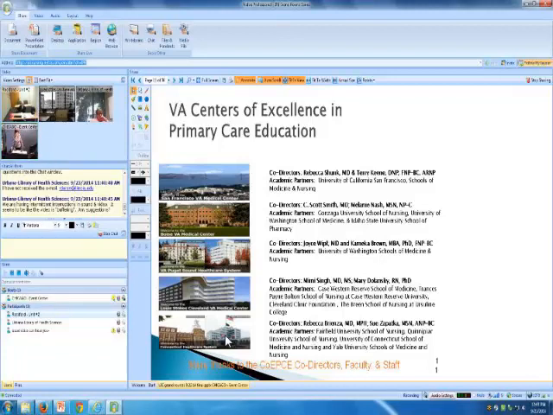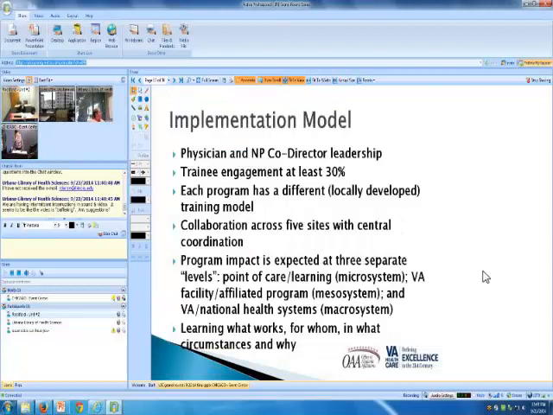And then our last site is at the VA Connecticut, and that's in West Haven, Connecticut. And their academic partners for nursing are Fairfield University, Quinnipiac University, University of Connecticut, and Yale. And on the medicine side, it's Yale and UConn. So lots of academic partners that have expanded over time.